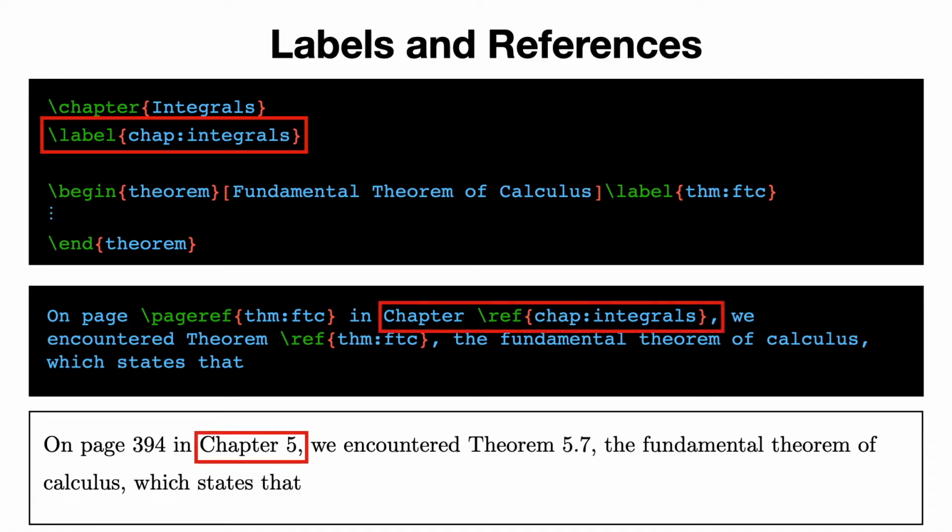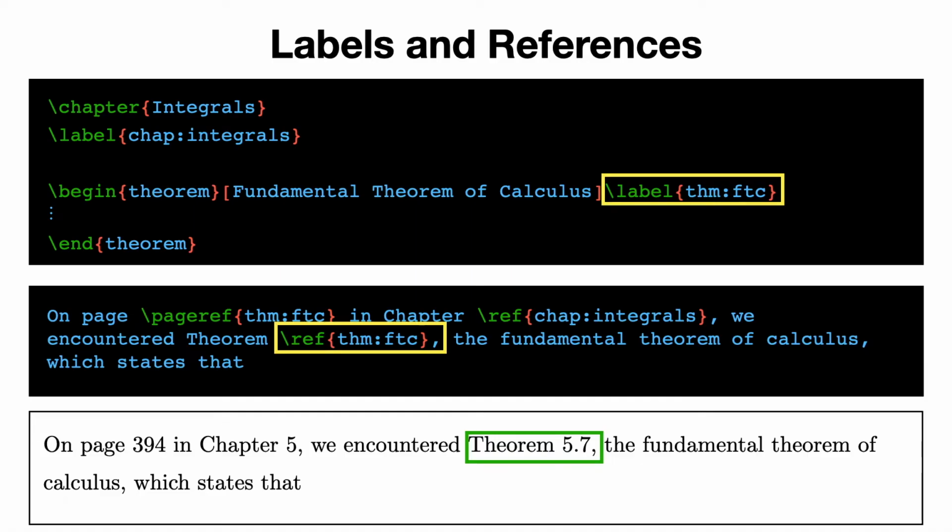And then later in the document, you can use the \ref command to pull up the reference to the given chapter. So I have chapter \ref{chap:integrals}, and when the document is typeset, that turns into chapter 5. And if I added or deleted a chapter in the book before chapter 5, then LaTeX would automatically renumber that for me, and it's not something I would have to chase around.